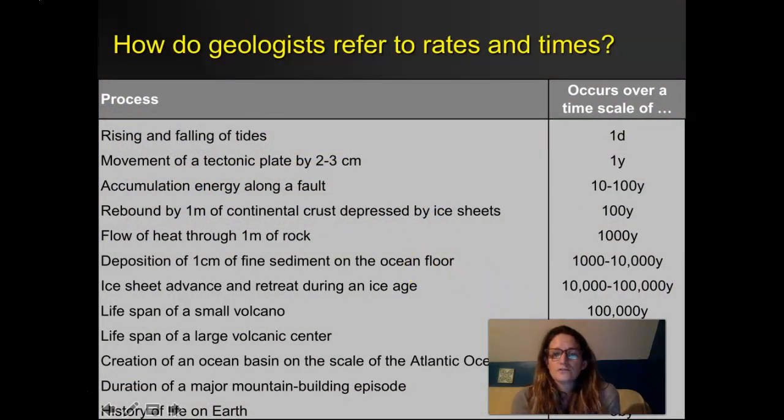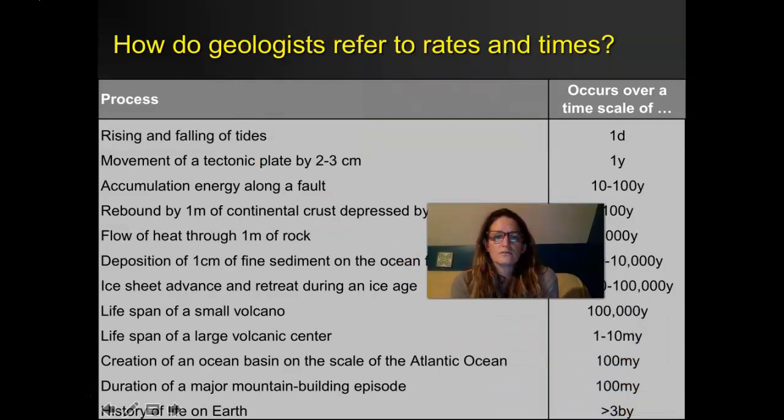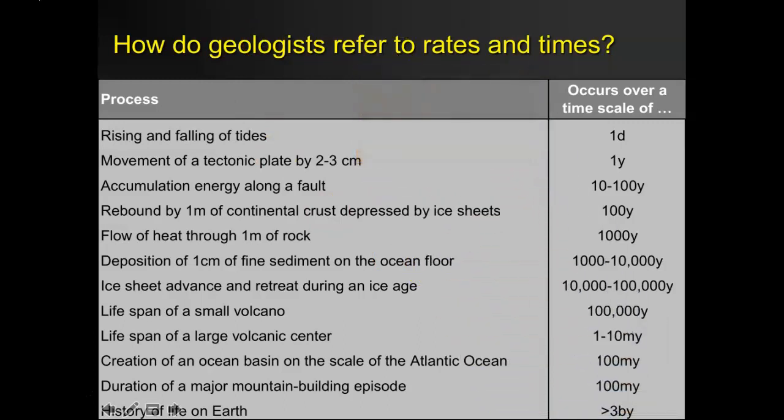Another thing geologists look at, and I mentioned this before, is thinking about scales. I'm going to turn this off, of time, so temporal scales. And in water and in geology in general, there's going to be different scales. So one of those is the rising and the falling of the tides. That's going to happen on a day-to-day basis.